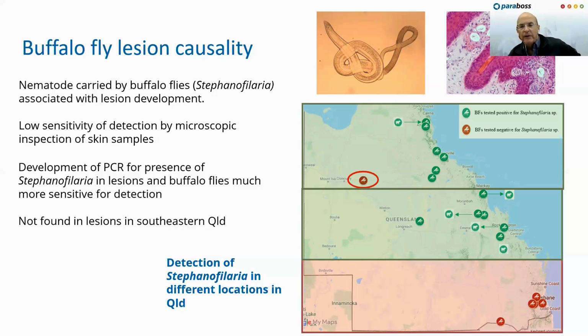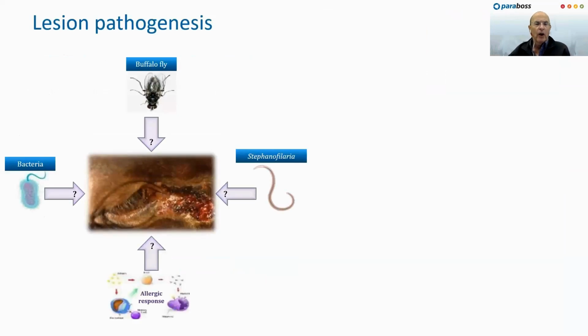But despite looking at thousands of flies in a number of places in southern Queensland, it reflected what we'd found before, that Stephanofilaria just didn't seem to be down here. So this suggested that other factors were involved in whether animals got lesions or not. So we then looked more closely at the pathogenesis of lesions, other factors which are probably involved.